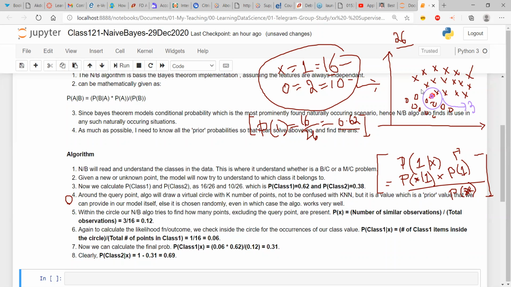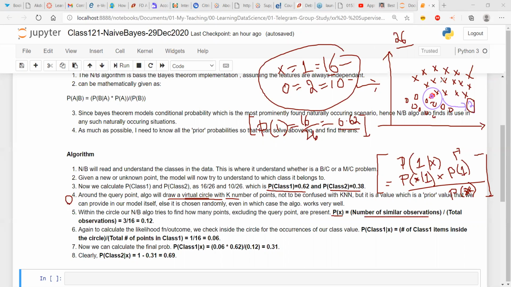This is where many of us get confused, thinking this is like a k nearest neighbor kind of thing, but the calculations are entirely probabilistic. The circle, or the items contained within that circle, is a hyperparameter which I'm going to pass. I define the value on the basis of which the circle will be drawn, and then all the calculations happen. So I'm going to calculate the probability of each class. Then I'm going to calculate the probability of x by drawing that virtual circle with k number of points, the number of similar observations within the circle.